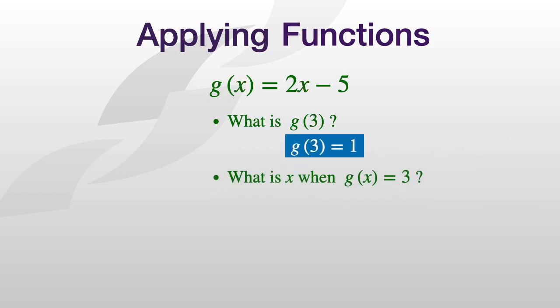For the second question, we are given the value of g of x to be 3. So this means that 2x minus 5 equals 3. Solving this equation gives us that g of x equals 3 when x equals 4.